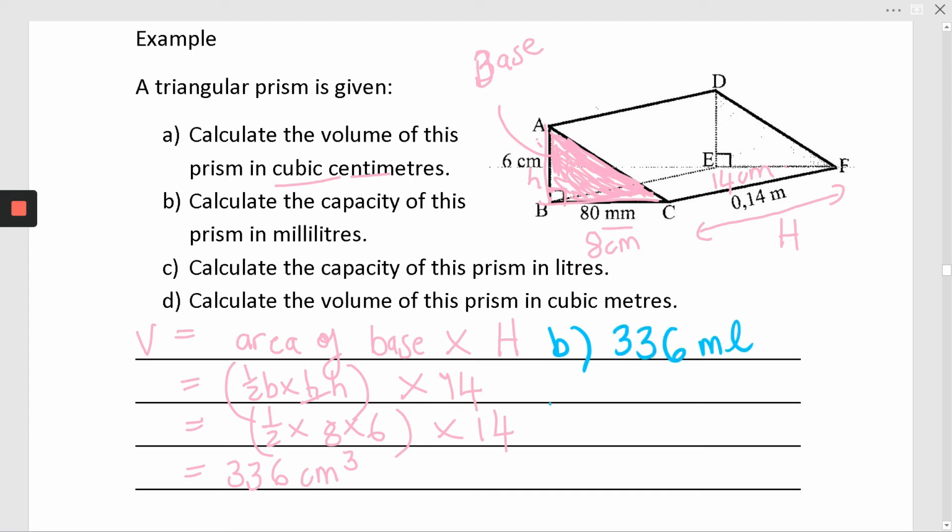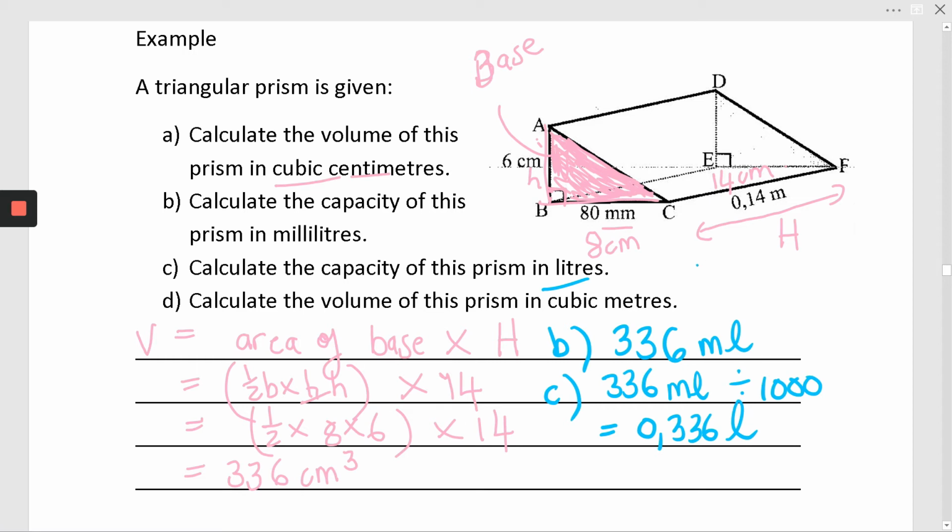For question C, I'm now being asked to convert to liters. So I'm going to take my 336 milliliters and I'm going to do my conversion by dividing by 1,000 so that I get 0.336 liters.